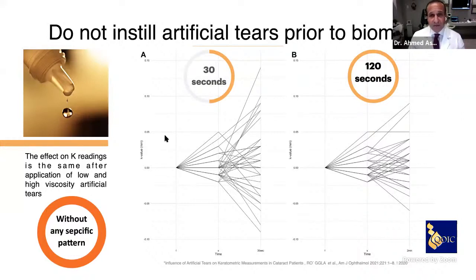And this applies for the low viscosity artificial tears and high viscosity artificial tears. And as you can see, there is no specific pattern. Sometimes the K reading is increasing, sometimes the K reading is decreasing, so that you cannot even predict how much change will occur after instillation of the artificial tears before taking the K readings.